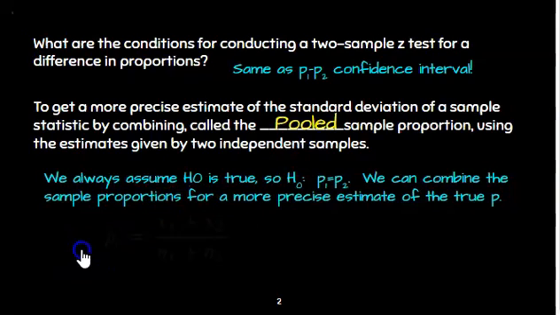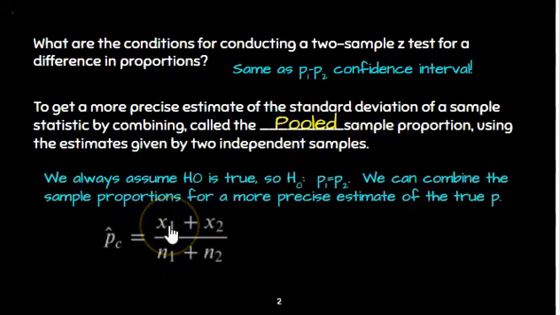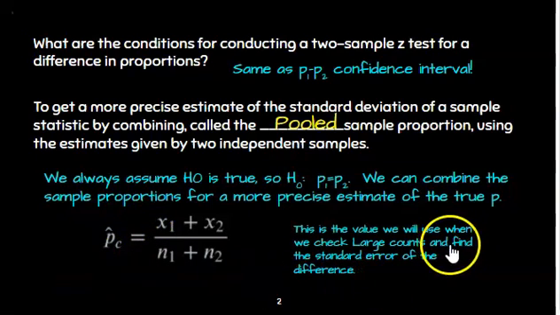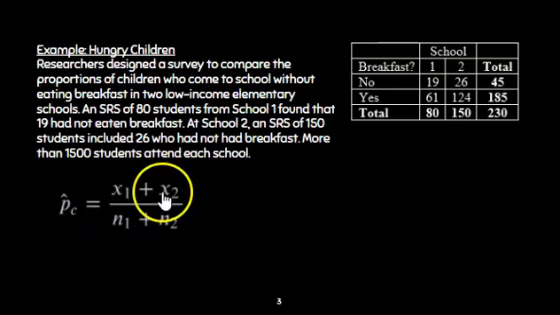So calculation-wise, here's what we do. We take the number of individuals with the outcome for sample 1, add it to those of sample 2, and then we combine the sample sizes. This gives us the pooled proportion, and this pooled proportion is the value that we use when we check large counts and when we find the standard error of the difference. And I'll show you this in a little bit. All right, so let me just model this.